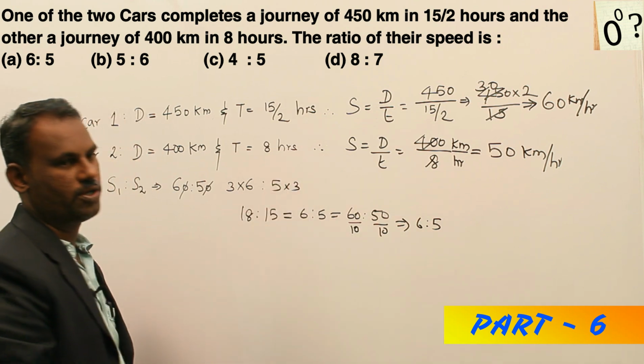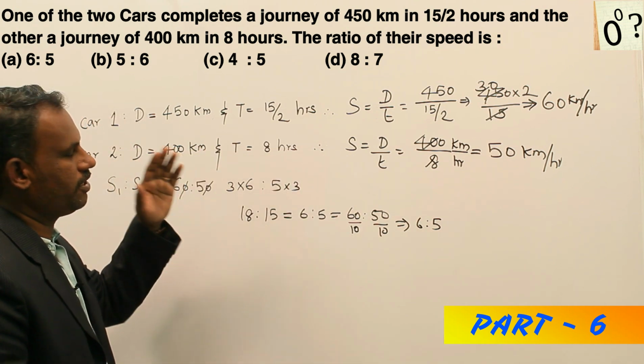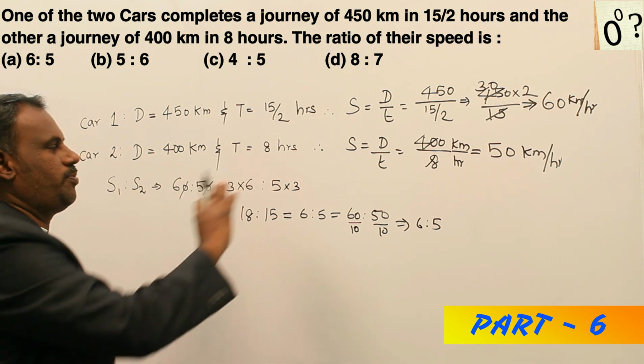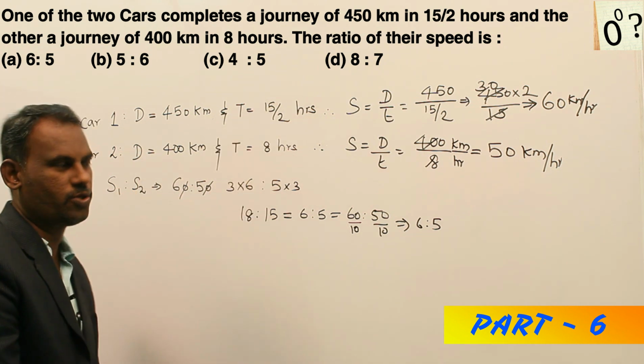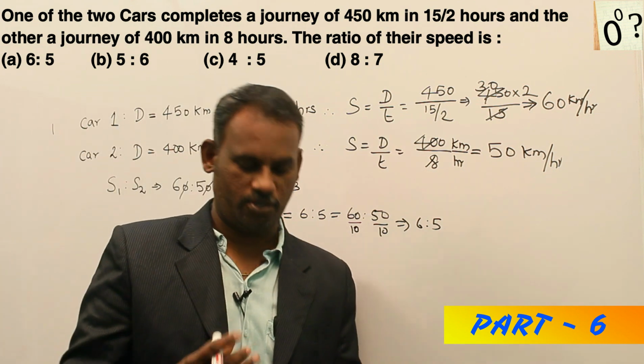This is the important point about ratios. You have to multiply any number on the left side of the ratio, and the same number should be multiplied on the other side of the ratio. This ratio will never change. Okay, so next question.